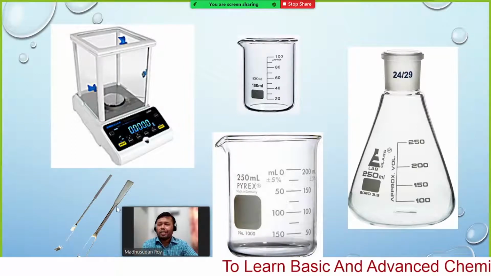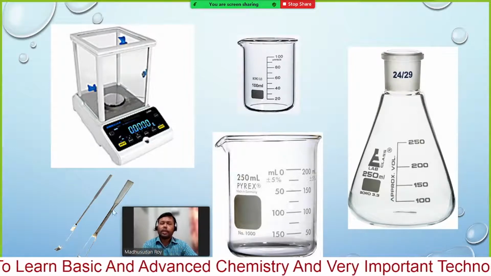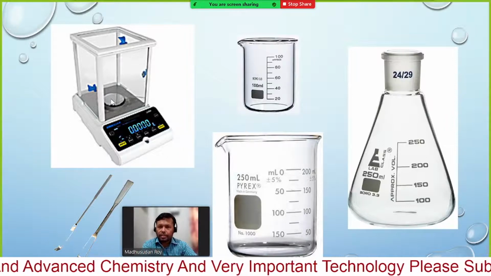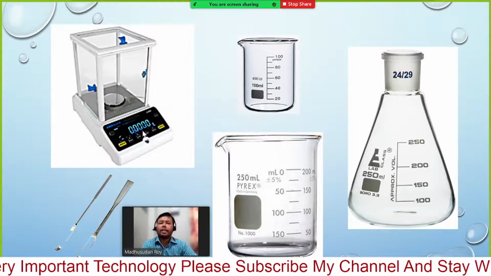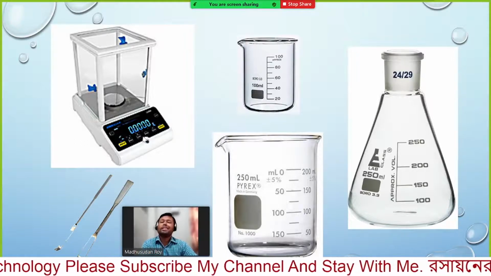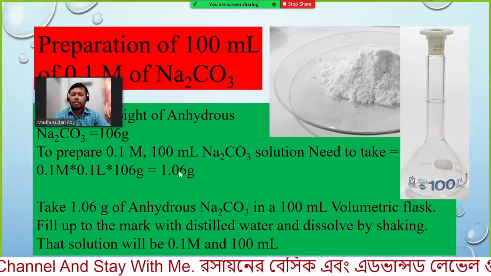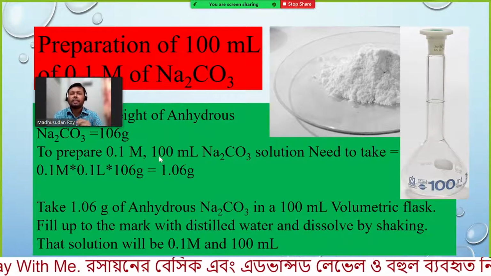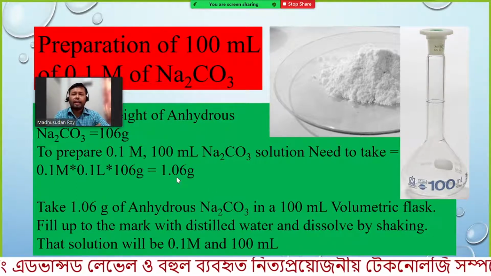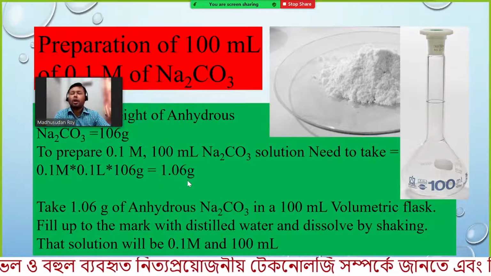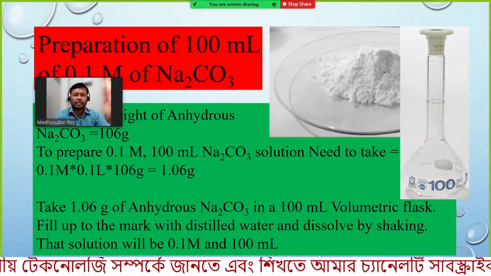So you can take the spatula and take the sodium carbonate solid and put a little bit over the paper, and see the reading instantly. What is the reading? You need to take 1.06 gram of your sodium carbonate. Just add very little and check what the weight is. When you are getting 1.06, that is okay. Then take out the paper and put it into the 100 milliliter volumetric flask.